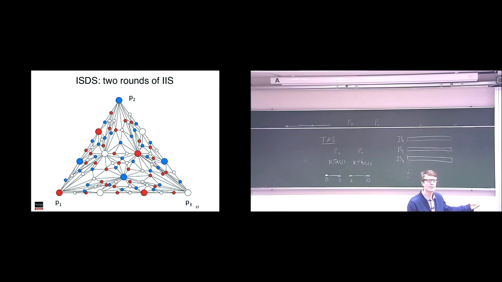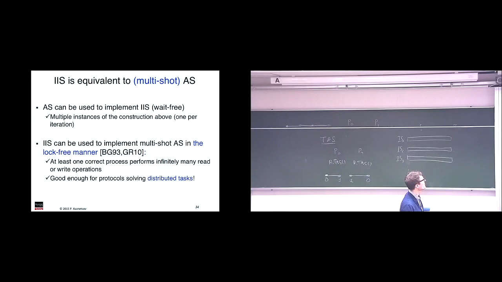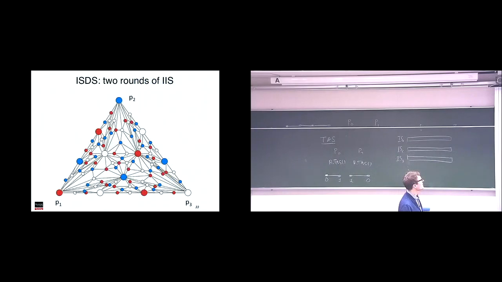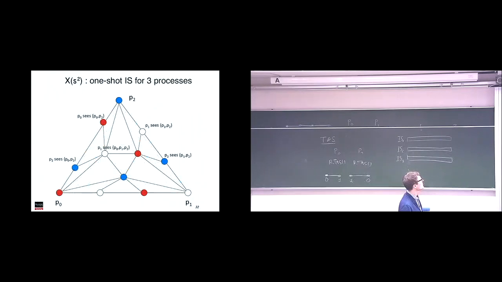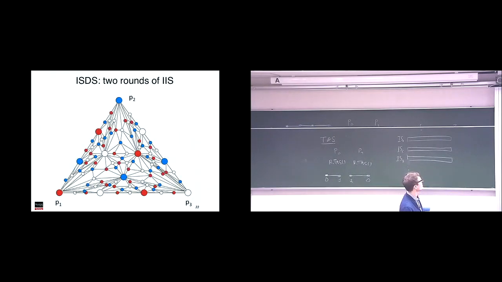Okay? And this is what we're having. So I will probably stop here. This is, I think I should have called it Chi2. The notation which we are usually using is something like this: Chi R of some complex. This is R times iterated immediate snapshot.